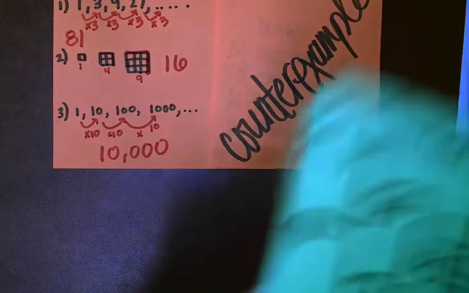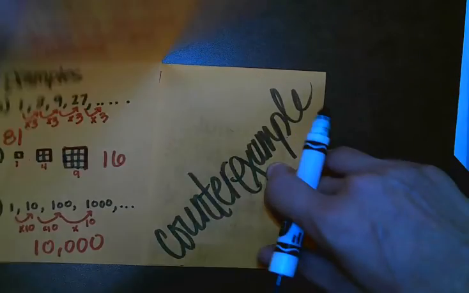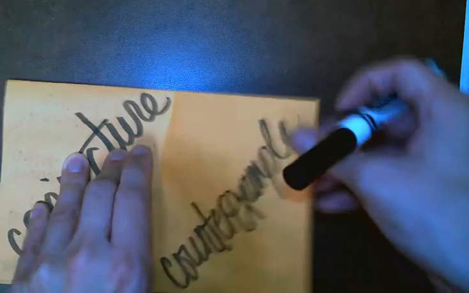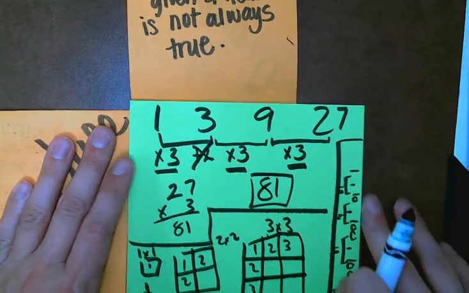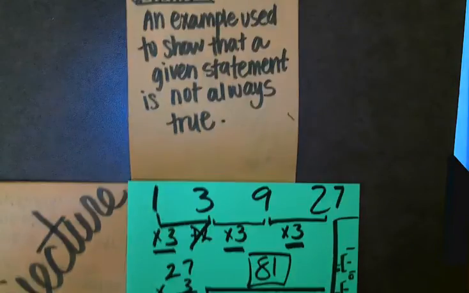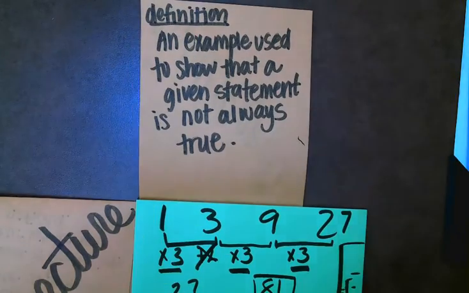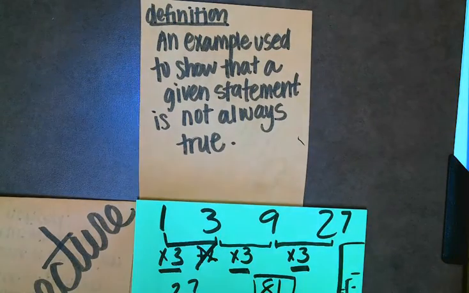All right. Counter example. A counter example. The definition of counter example is an example used to show a statement is not always true.